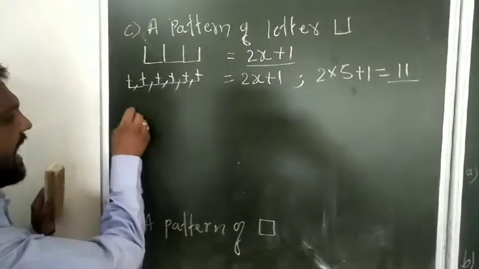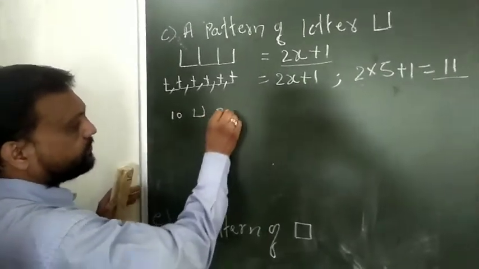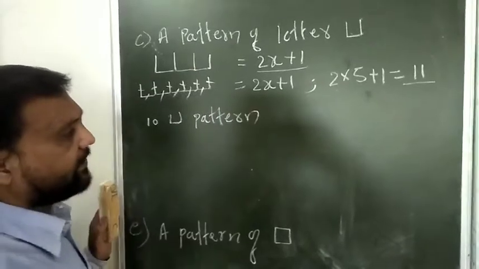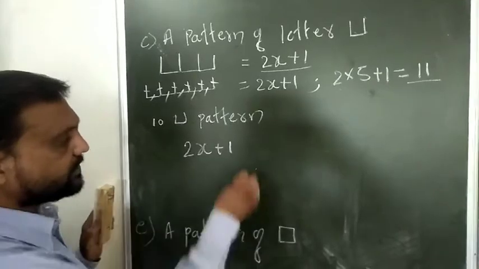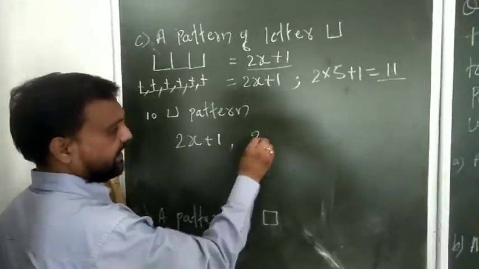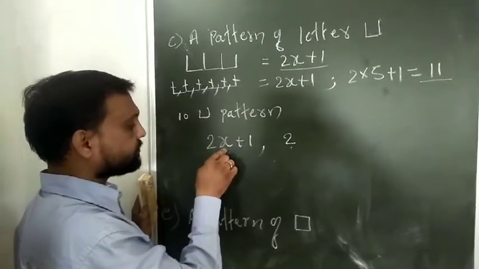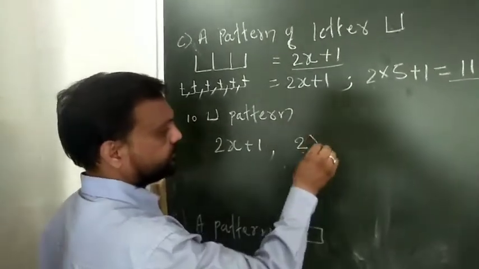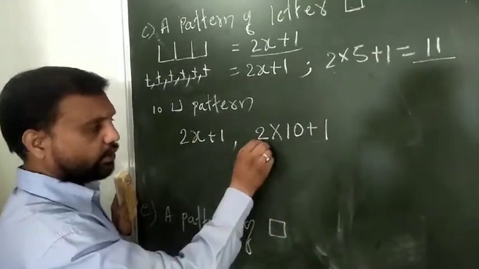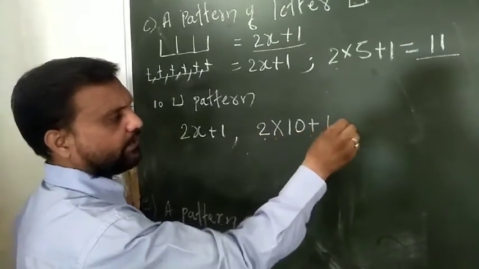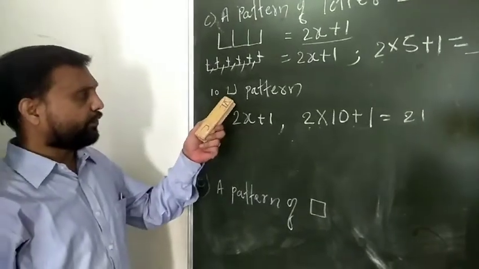One more example. I want to make a pattern of 10 U's. So how many sticks do I require? We are taking the expression 2x plus 1. So what is the rule? 2 times x, and how many U's do you require? 10. In the place of x you can write 10. So 2 times 10 plus 1 is the expression. Solve the expression: 2 into 10 is 20, 20 plus 1 is 21. So we require 21 sticks to make a pattern of U up to the 10th.